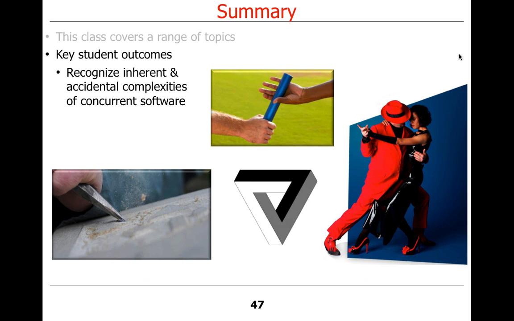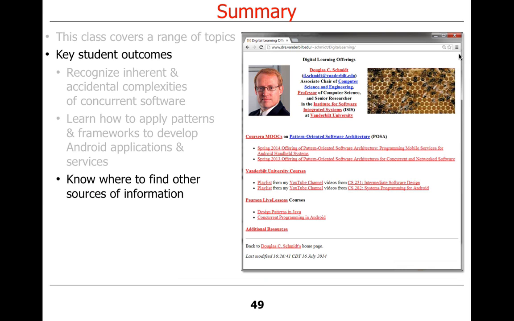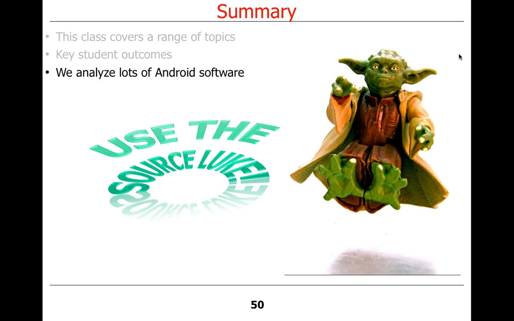What you should be able to come out of this course with is an awareness of what inherent and accidental complexities are in the space of concurrency and communication. You will know how to apply patterns and frameworks to build applications that are concurrent and run on mobile devices. You'll know where to find more information because we'll have lots and lots of pointers to stuff. And you'll also have a chance to analyze a lot of Android source code.